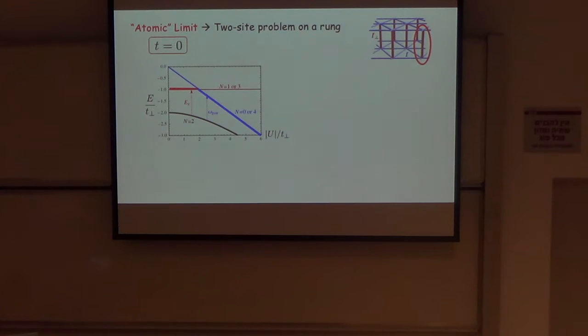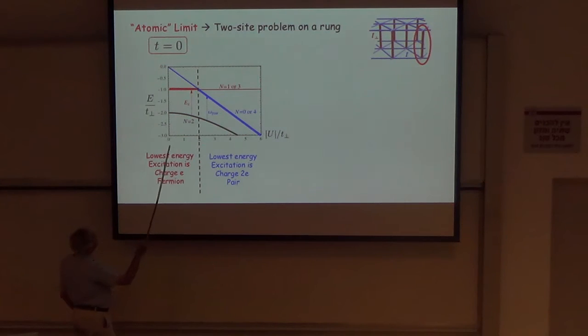So first, let's look at the atomic limit. The atomic limit actually is a diatomic. If you switch off all hopping within the plane, t equals zero, I get a two-site problem on a rung. I can certainly solve that, okay? And at half filling, the ground state always has two particles, no matter what the interaction strength. But if you look at the first excited state, that changes qualitatively.